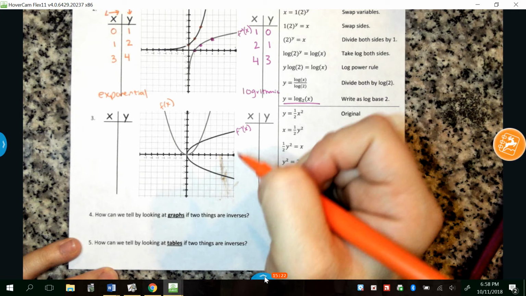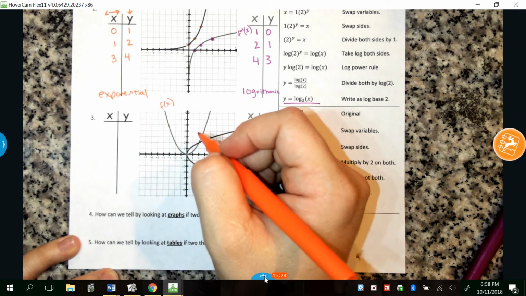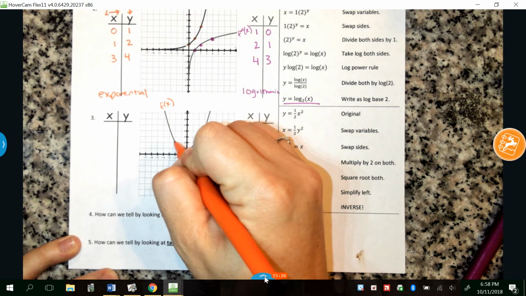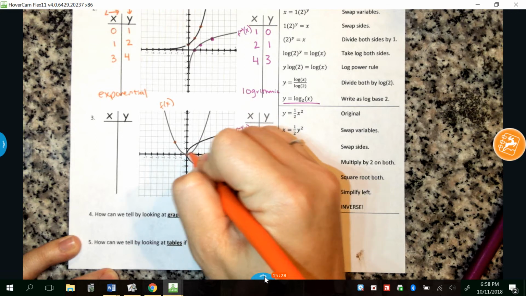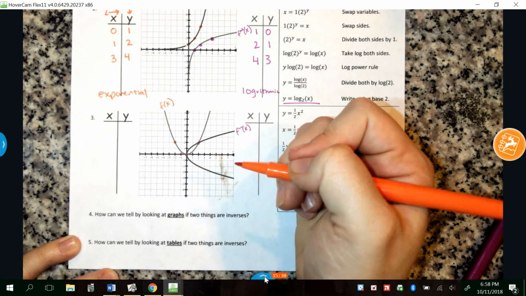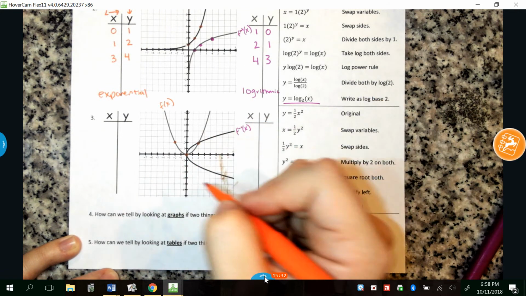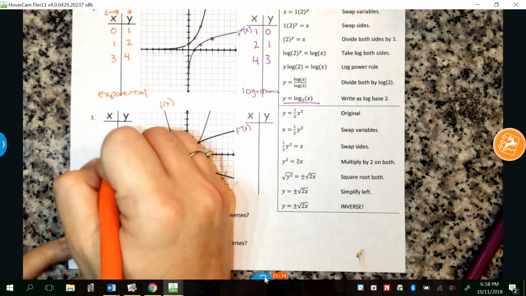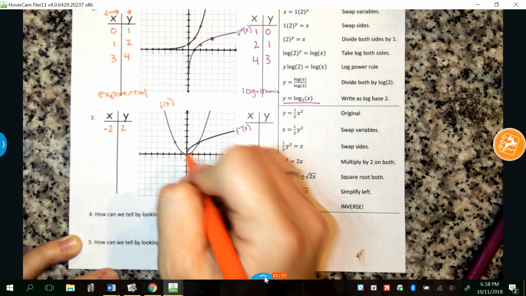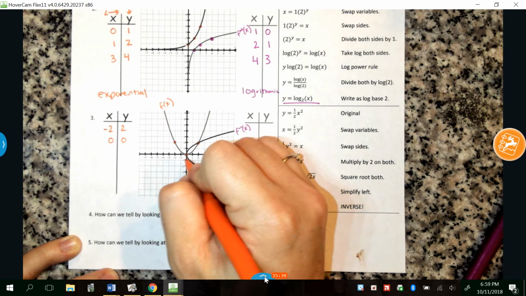Okay, so let's find some points. So here's a point, here's a point, here's a point. Those are really the only pretty points. Okay, so that's (-2, 2), (0, 0), and (2, 2).